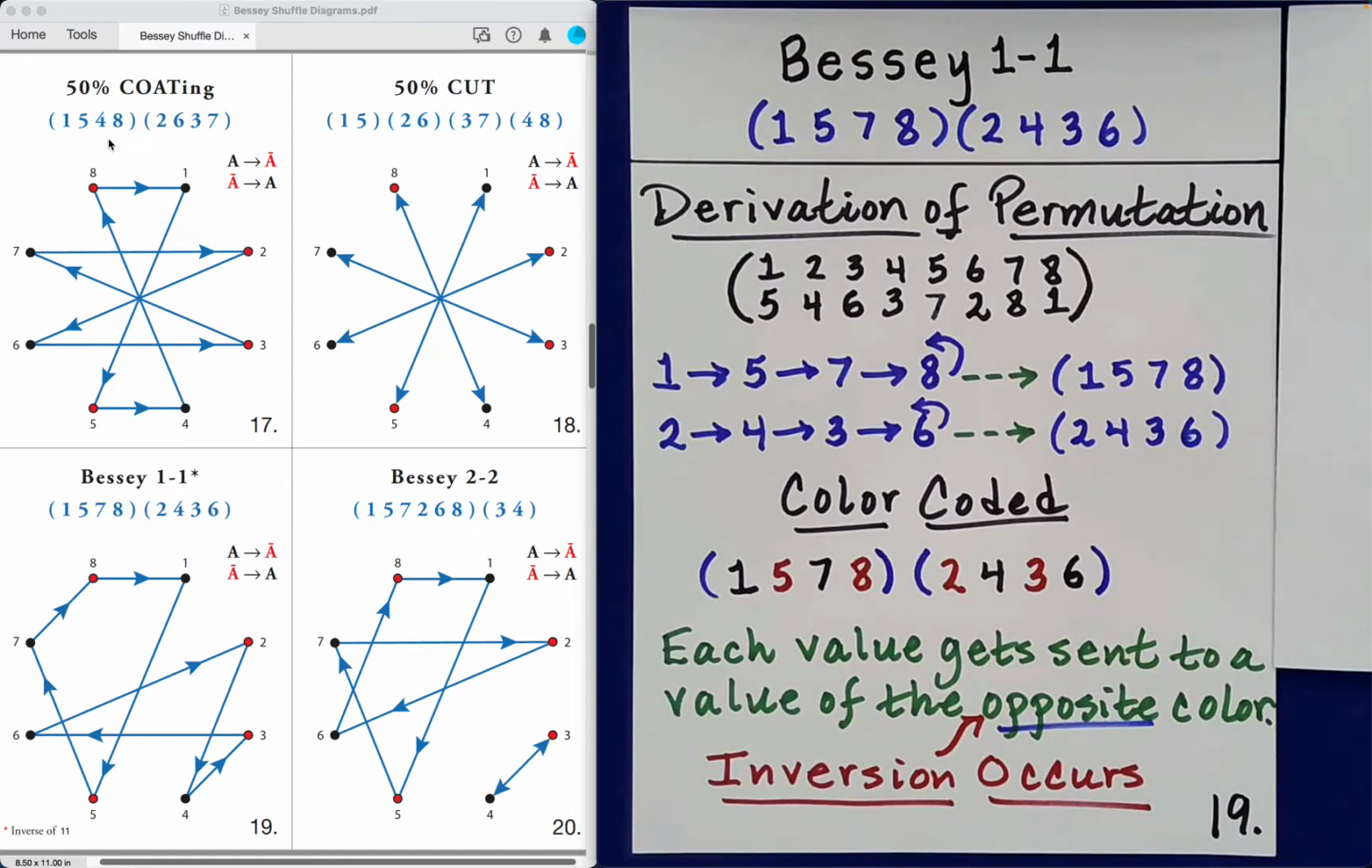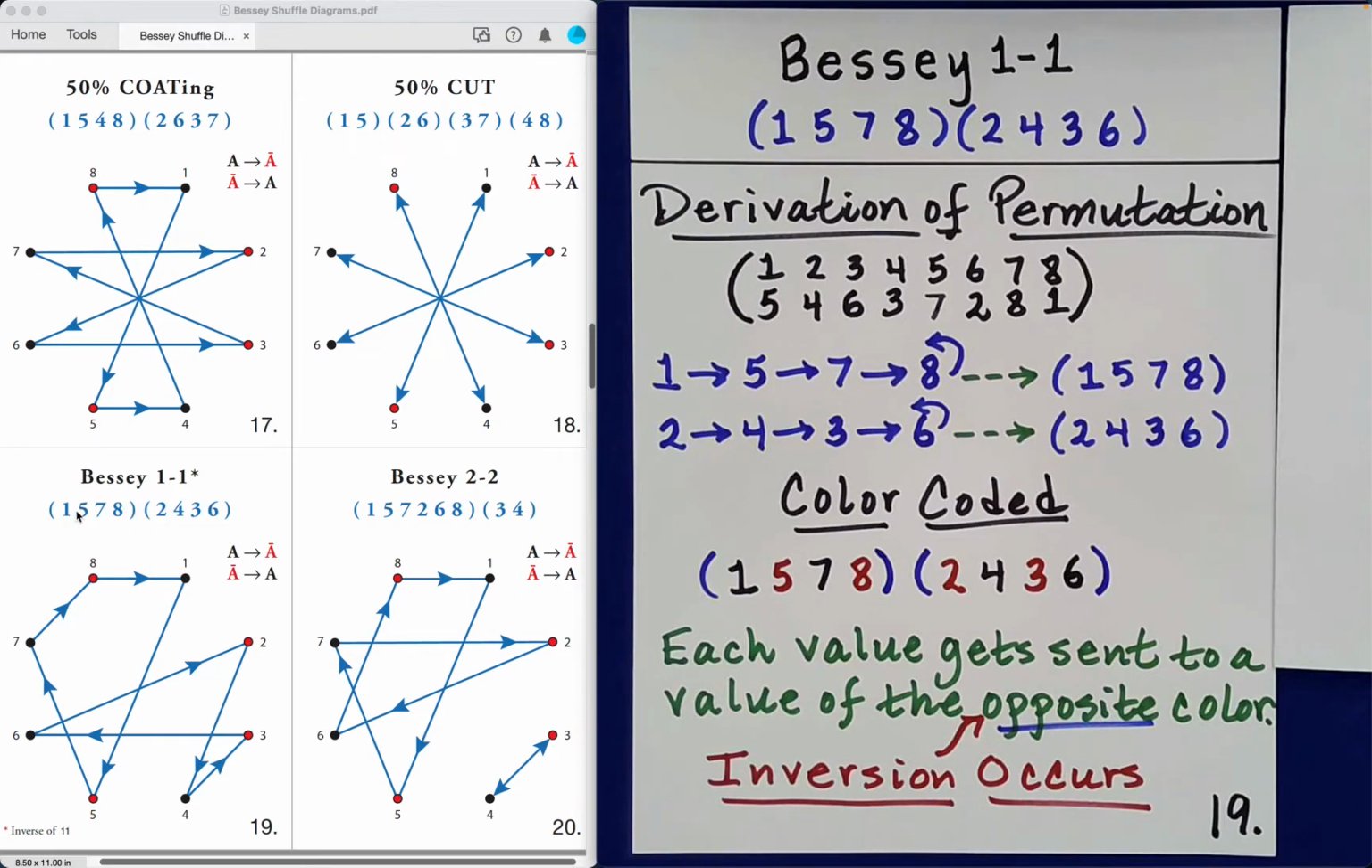If we take a look at the graph, the bottom left, we can see that the Bessey 1-1 is quite a chaotic little shuffle, but nonetheless, it does not destroy the fundamental nature of a Bessey sequence. Remember, Bessey sequences of order 8 come as a pair. So a shuffle is a Bessey shuffle if it either preserves the Bessey sequence, you get the exact sequence back, or it inverts it. So why don't we go ahead and just step through this.